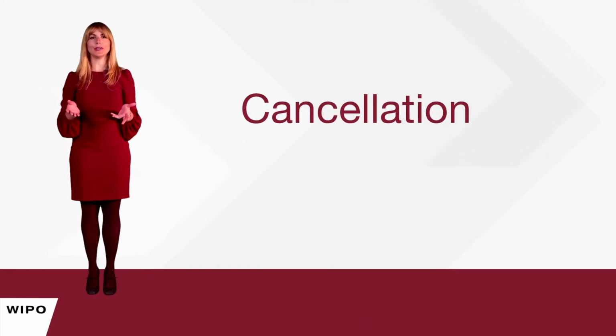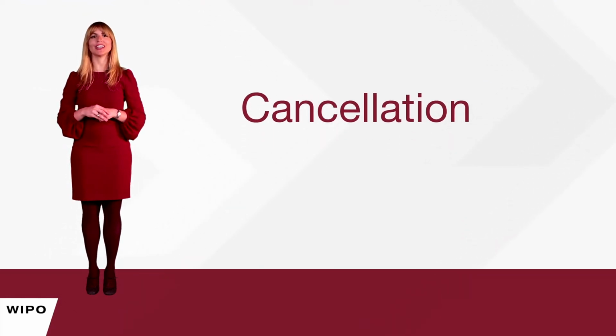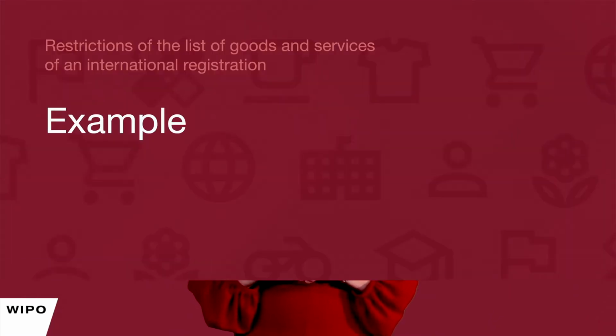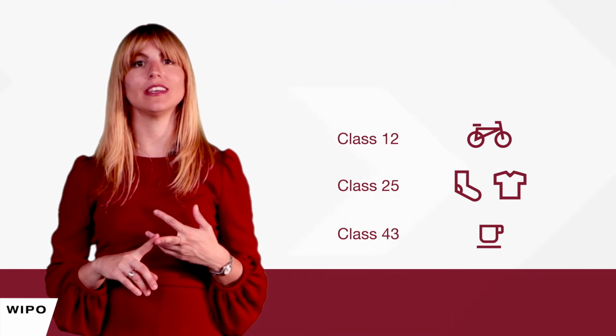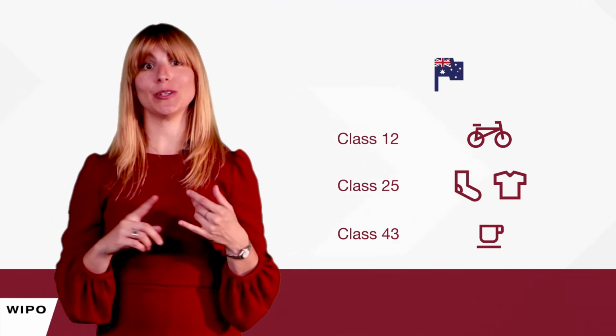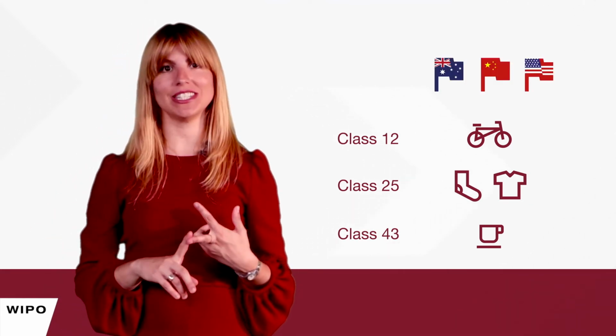Now, let's look at the last type of restriction, the cancellation. Unlike the limitation and the renunciation, the cancellation is permanent and affects all the designated contracting parties. Here is an example. In this case, we have an international registration for three classes, 12, 25, and 43, again designating Australia, China, and the USA. The cancellation can be total or partial.